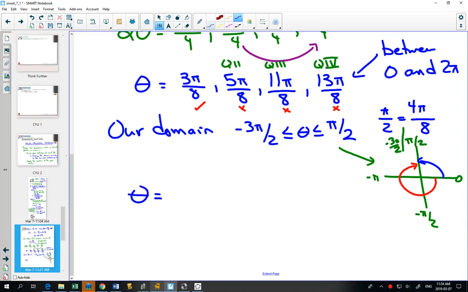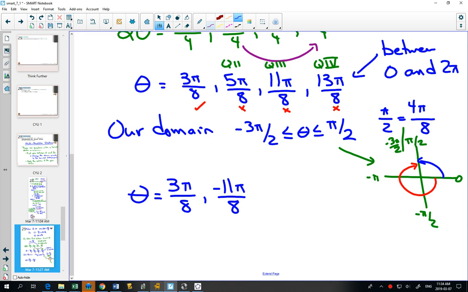So I'm going to write them in the same order that I have here. 3 pi over 8 instead of 5 pi over 8. Can you see that that is negative 11 pi over 8.